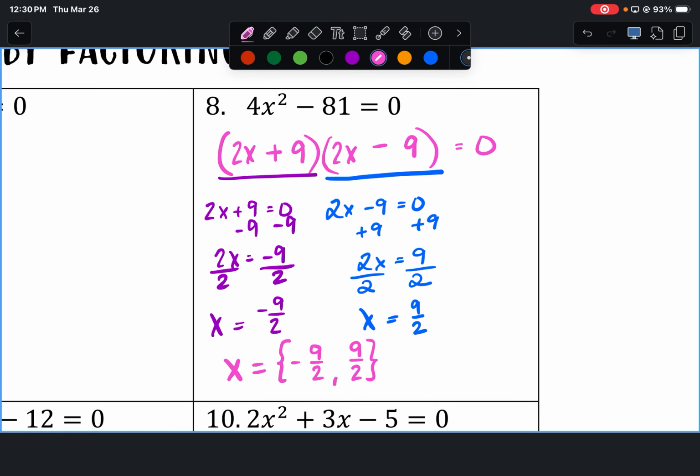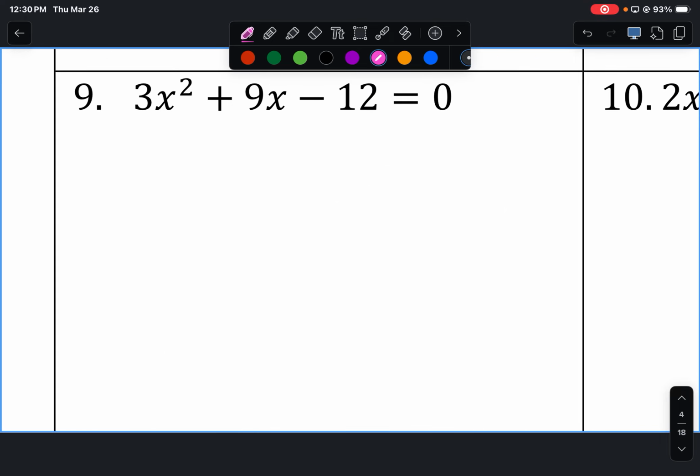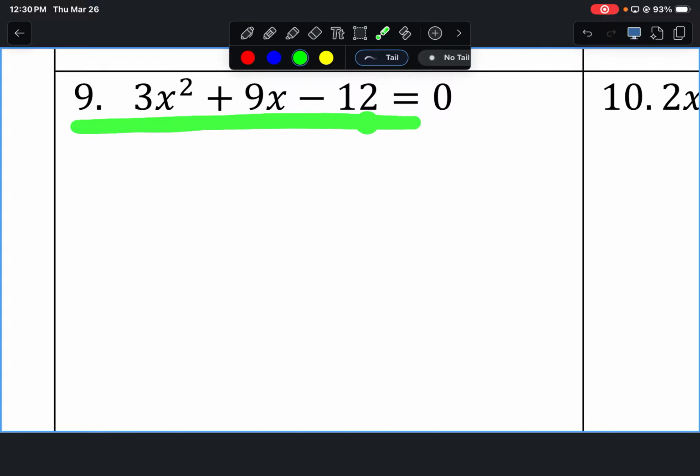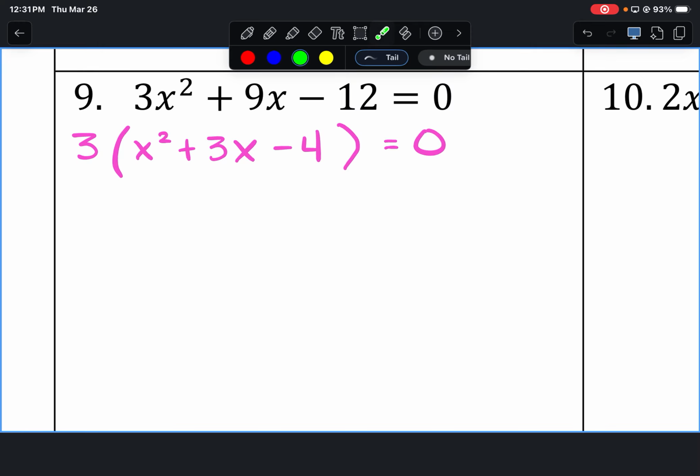All right. The last couple examples. We're going to do number 10 together as well. So, for number 10, can I take out a greatest common factor? No. Can I use the shortcut? No. Okay, so we got to set it up and do it by grouping.